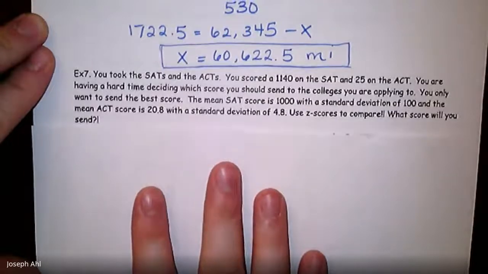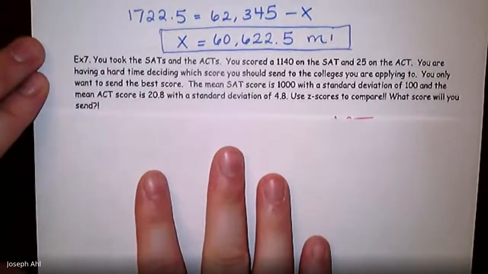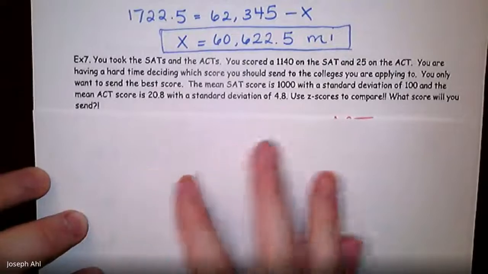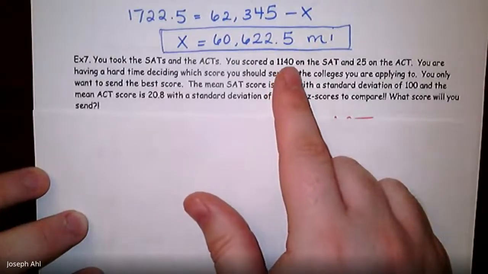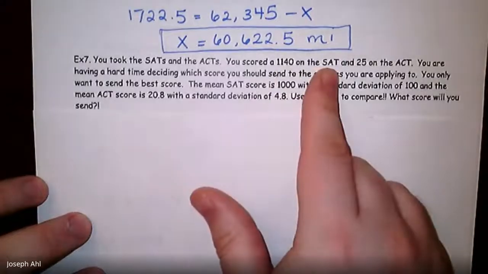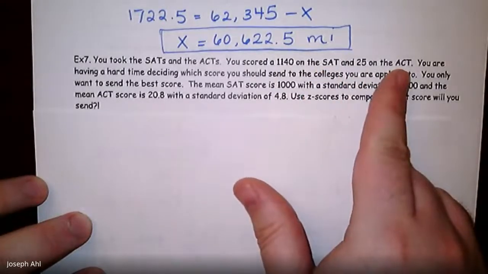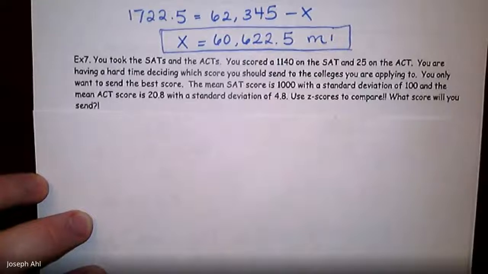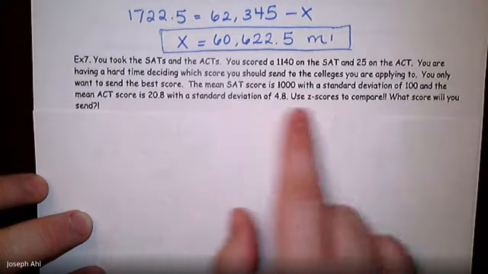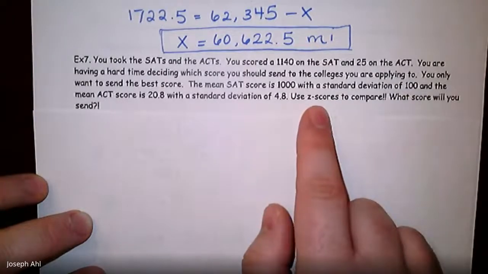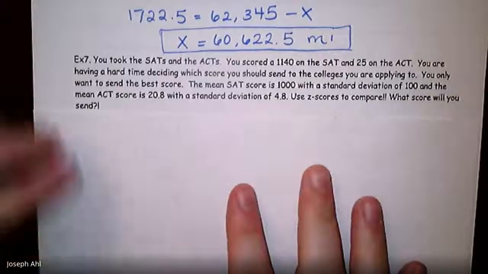Okay, and I really like the last example here because it's a good method of comparison here, especially since there are two very different exams. If you get an 1140 on the SATs versus a 25 on the ACTs, how should you know which report you should really send to colleges? What's going to make you look better? Well, it sort of depends where those scores fall and how many standard deviations away from the mean they are in comparison to each test. So the mean and standard deviation for each of those tests is given, and we can use z-scores to compare and figure out which score we should send.